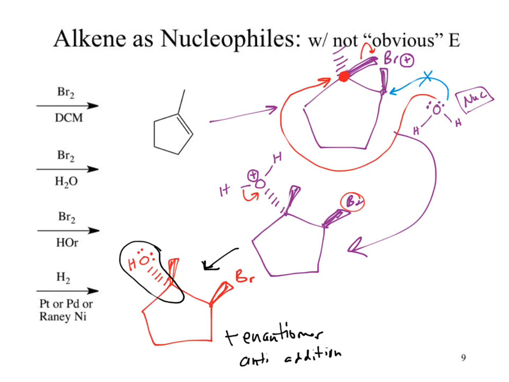What happens if I change the nucleophile now from being water to an alcohol, HOR? Is that going to change anything? I kind of like the no answer. What does it change?